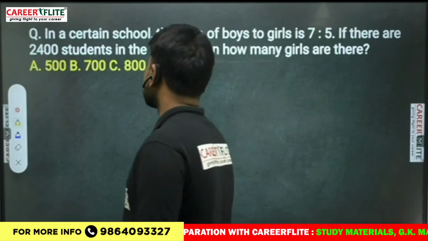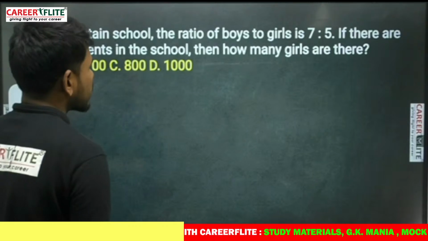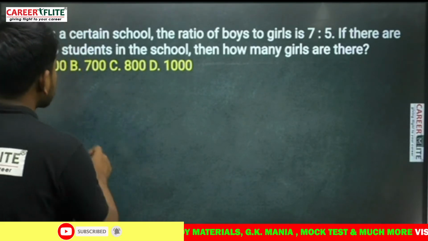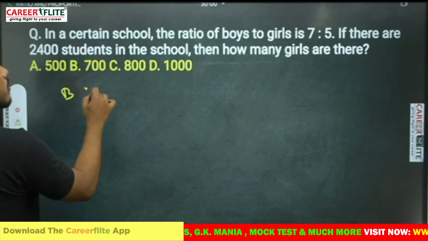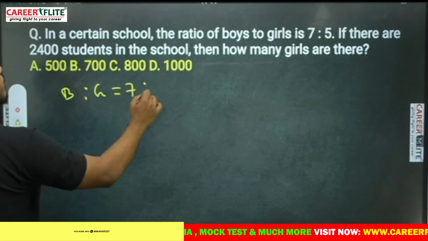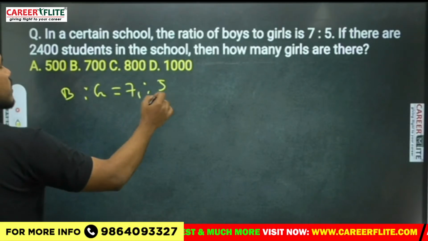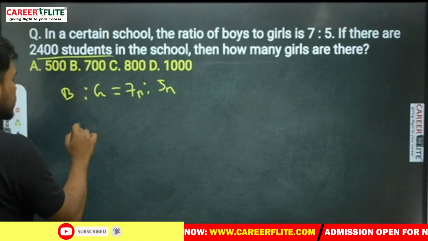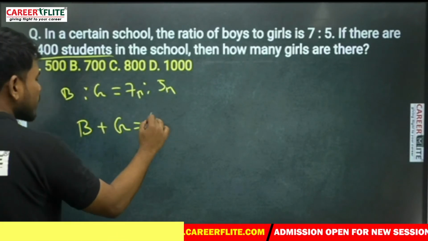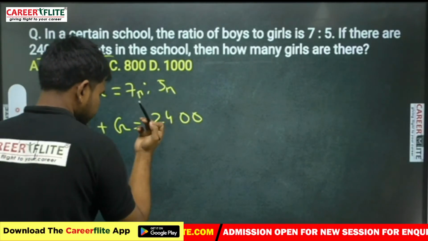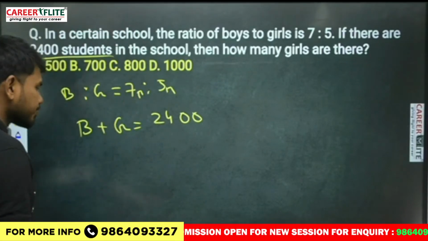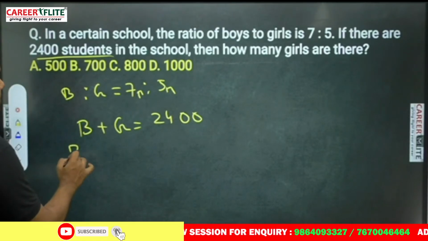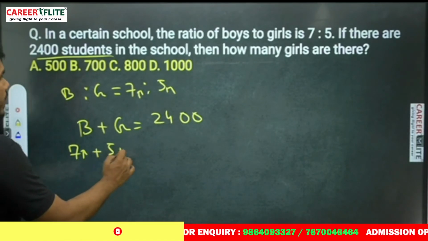It is given that in a certain school the ratio of boys to girls is 7:5. If there are 2400 students in the school, then how many girls are there? So boys to girls is given 7:5. We'll take 7R or 5R. If there are 2400 students in the school, that means total number of boys plus total number of girls is how much? 2400, right? Number of students. There will be only boys and girls, no? So this will be how much? 7R. This is 5R.